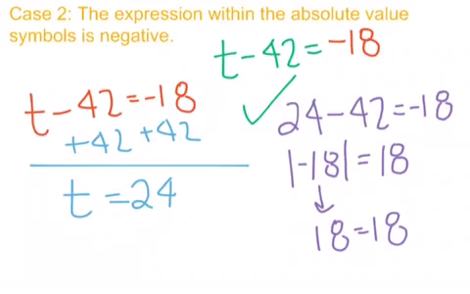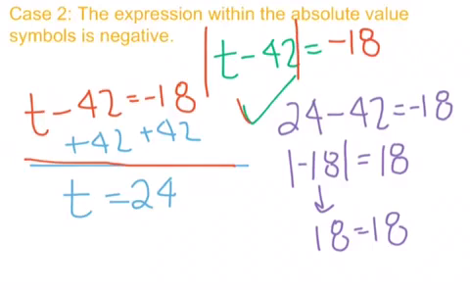If you look here, I have the absolute value of t minus 42 equals negative 18. We're going to put a negative on whatever the absolute value equals. The expression within the absolute value bars or symbols is negative, which can be a little confusing, but I'm going to walk you through it. So again, we have t minus 42 equals negative 18. Do the exact same thing by adding 42 to both sides. When we do that, we get t equals 24.